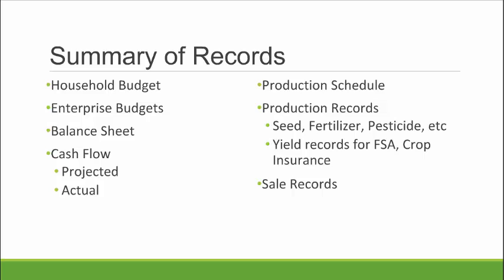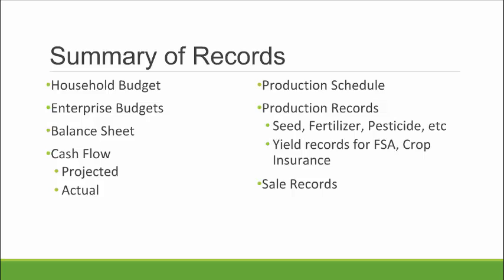So here's just a summary of records. We've talked about some of these, but you know, some are duplicate, some kind of overlap, some don't, but all give you very different information and good records for your farm. So again, having a household budget, what do you need to live and pay your expenses? Enterprise budgets, how much does it cost you to grow those crops? Your balance sheet, what is your assets and liabilities? You know, what is your net worth? What do you owe? What is your cash flow, both projected and actual? So this is what we thought, but this is what actually happened.